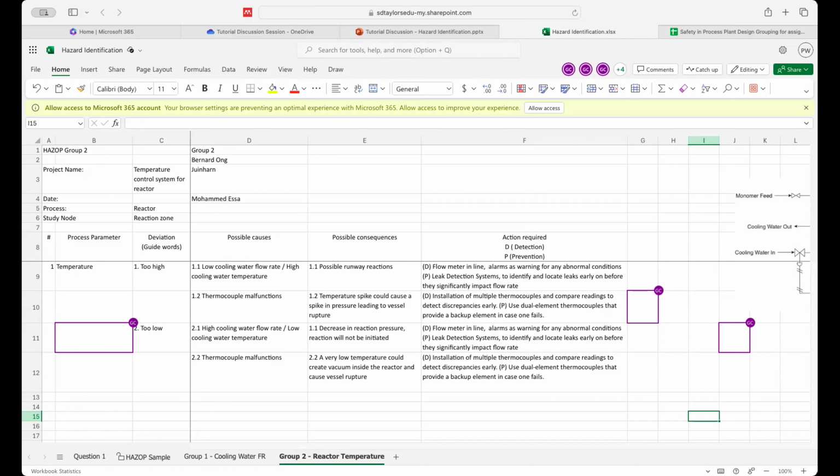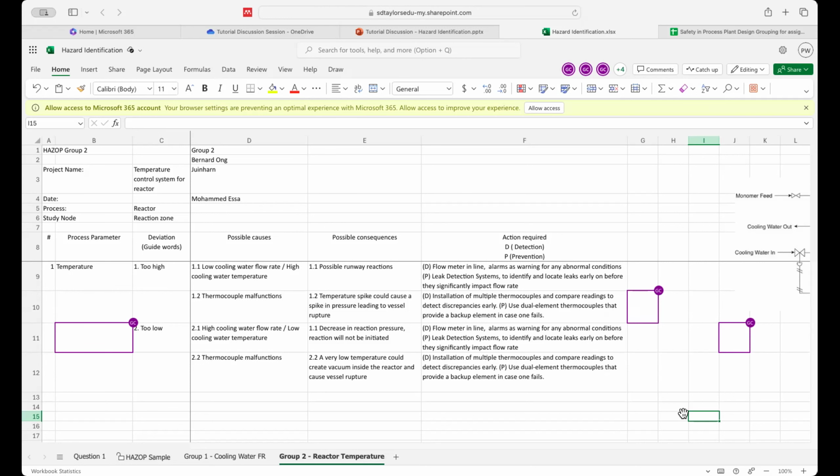So the process parameter will be the reaction temperature, and the two deviations are either too high or too low reaction temperature. So let's go for too high first. One of the causes will be the low cooling water flow rate, so the temperature will be high, or the cooling water temperature is too high, so there won't be much heat transfer between the reactor and the cooling water, and this will lead to possible runaway reactions due to high temperature.